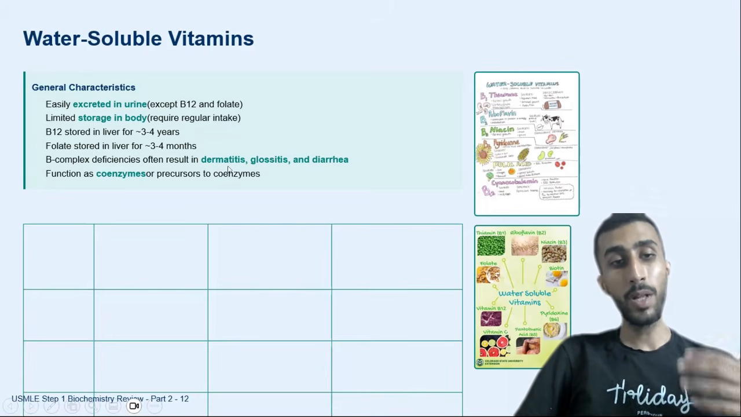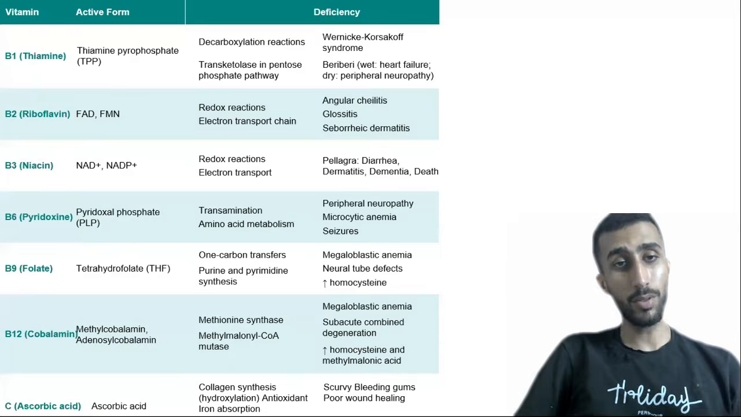So B complex deficiencies in general lead to dermatitis, affect the skin, affect the tongue, and cause diarrhea, very high yield. So this is the general scheme. They function as coenzymes. They have limited storage in the body, unlike the fat-soluble vitamins, which have high capacity for storage, and they can cause toxicities.